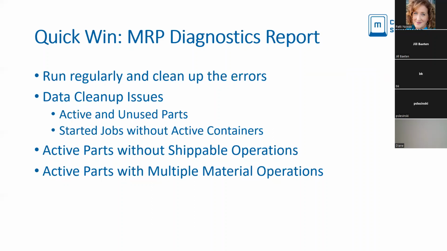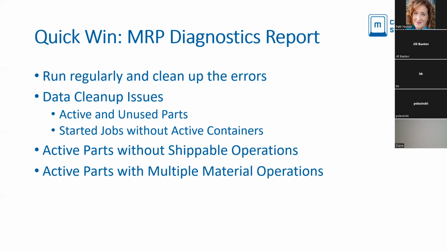Active and unused parts is something that's going to show up with a large quantity if you are, say, replicating parts that generally you're not going to make. Active parts that have not been purchased, inventoried, manufactured, or sold in the last 365 days. Started jobs without active containers means a job was started, but there's no active inventory. So that's probably a job that needs closing, like we just talked about.